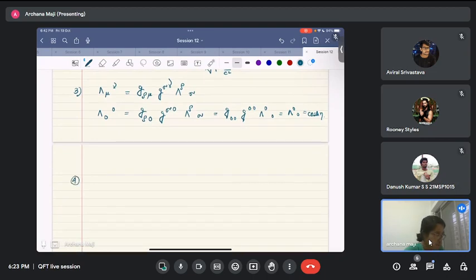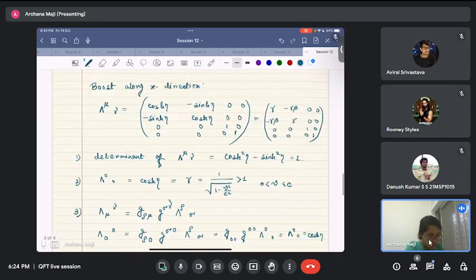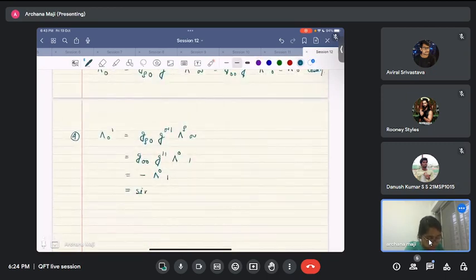The fourth question is asking us to find lambda 0 1. So now mu equal to 0 and nu equal to 1. This is equal to g 0 0 g 1 1 lambda 0 1. g 1 1 is minus 1, and g 0 0 is 1. So we get minus lambda 0 1, which is minus of that quantity, that means sine hyperbolic eta.